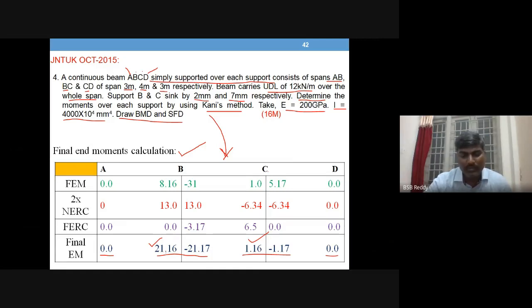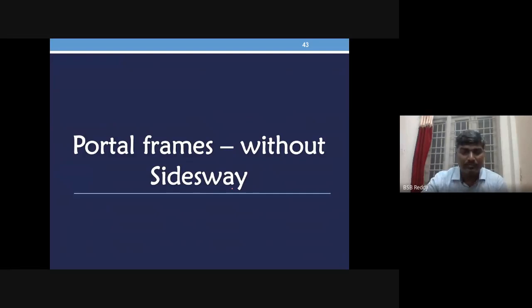Maybe a 0.01 error is permitted, as I said. So we will look for the first decimal to be the same in calculating rotation contributions. Right. Thank you. We'll come back in the next session to discuss frames, portal frames.